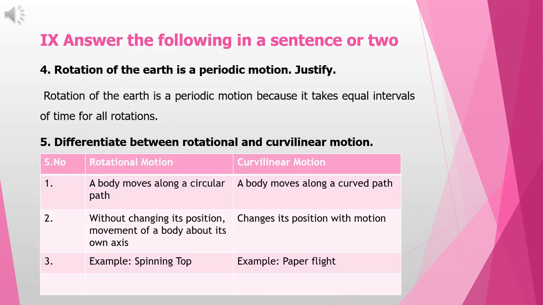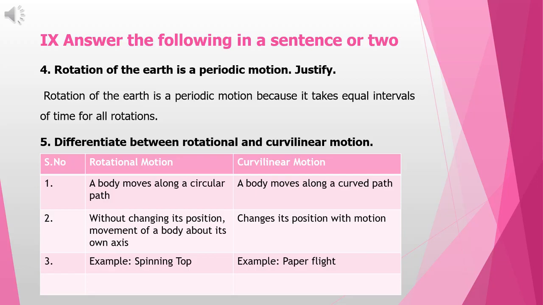Question number 4, rotation of the earth is a periodic motion. Justify. You write the answer near the question. Rotation of the earth is a periodic motion because it takes equal intervals of time for all rotations. Motion repeated in equal intervals of time is called periodic motion. Earth rotates in equal intervals of time, by 24 hours.